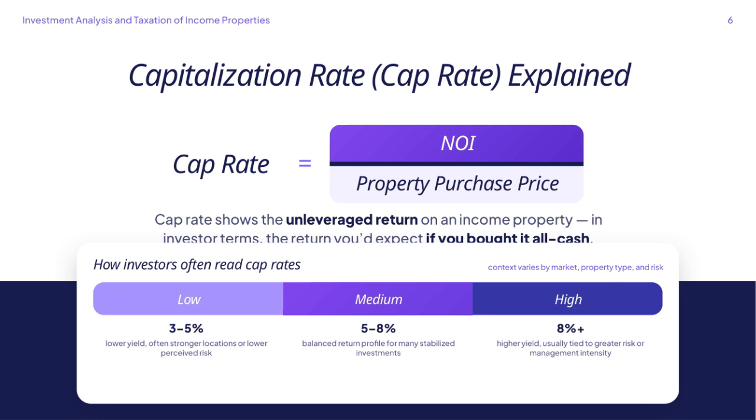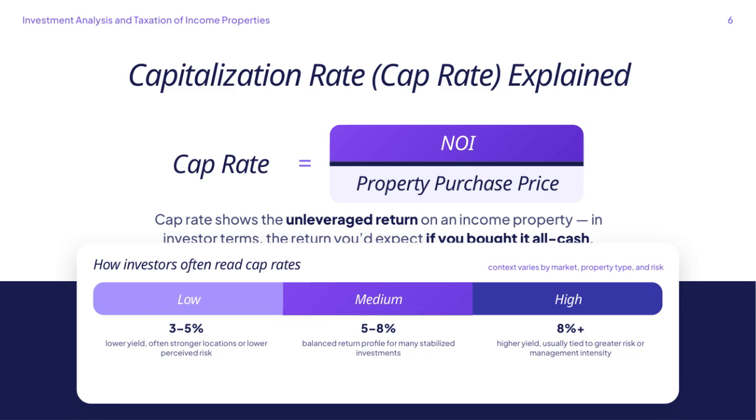Investors often interpret cap rates in the context of the market, property type, and risk level, so the meaning of a good cap rate can vary. For example, a low cap rate between 3 and 5% usually indicates lower yield, but often corresponds to properties in stronger locations or with lower perceived risk. A medium cap rate, in the range of 5 to 8%, tends to represent a balanced return profile commonly seen in many stabilized investments.